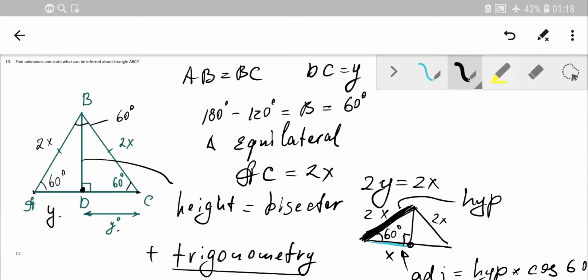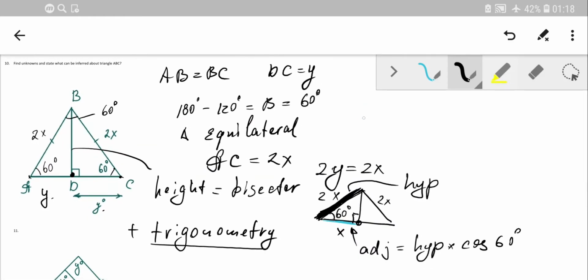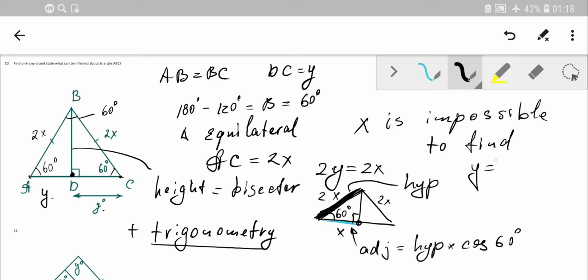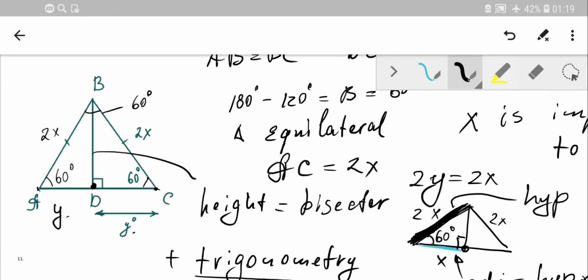So we answered that this triangle is equilateral, and we also need to find unknowns. I think this sort of problem can state about x. The answer is that x is impossible to find. But we can establish the relationship between y and x: y is simply equal to x. That's the only fact that we can establish. So it looks like we don't have enough data.